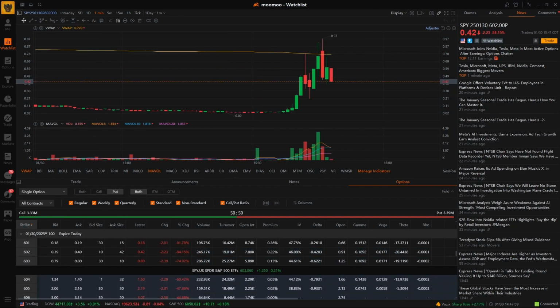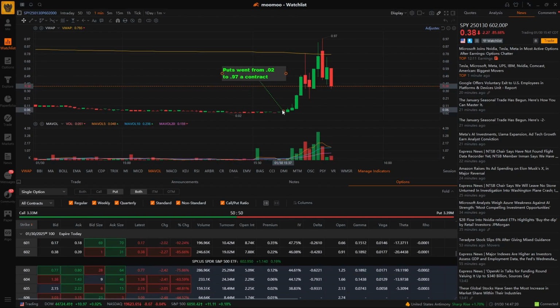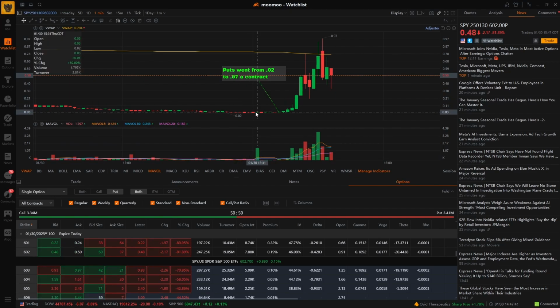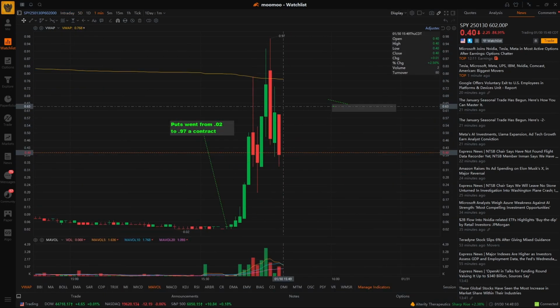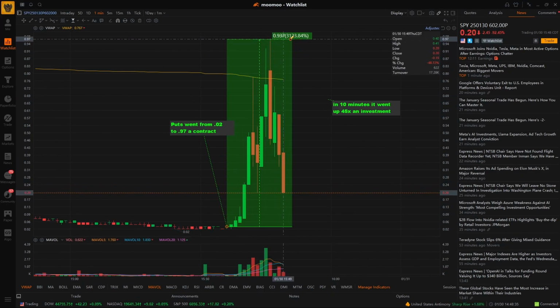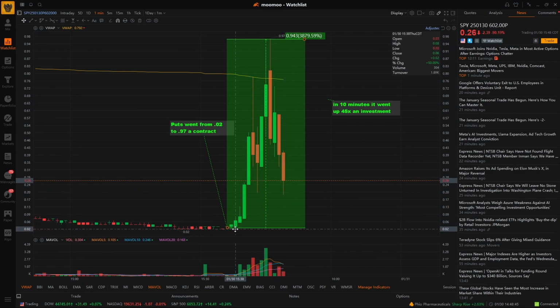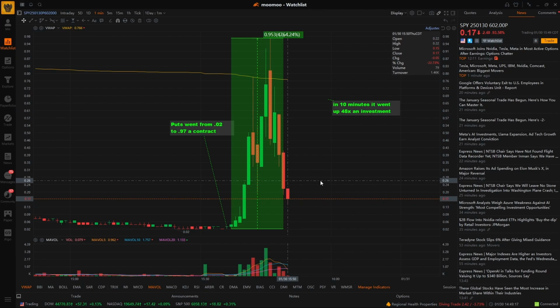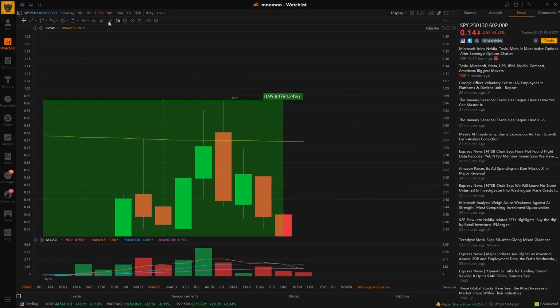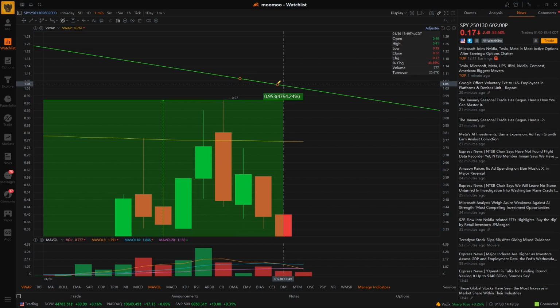Okay, so now here we're actually looking at the option contracts. Puts went from 0.02 here to 97 cents a contract. So if you were buying puts, you could have bought them at 2 cents, relatively speaking, just to see what would have happened. And it went up in 10 minutes to 45 times your investment. If you put $1,000 on those 2 cent contracts and you had the whereabouts that this could potentially go down, you could have been sitting in 10 minutes $45,000 richer off a $1,000 investment.